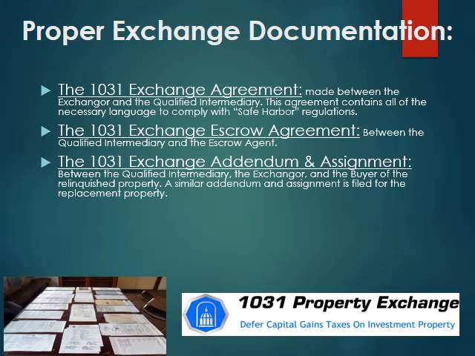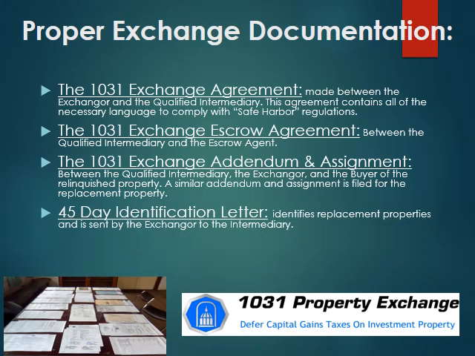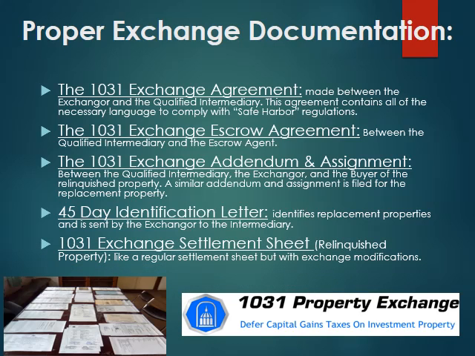Then you have to have a 1031 exchange addendum and assignment, and that's between the qualified intermediary, the exchanger, and the buyer of the relinquished property. A similar addendum and assignment is also filed for the replacement property. The 45-day identification letter identifies the replacement properties and is sent to you, the exchanger, by us, the intermediary.